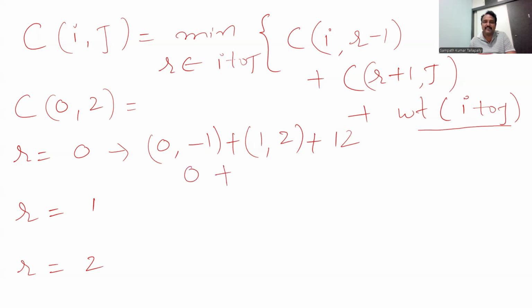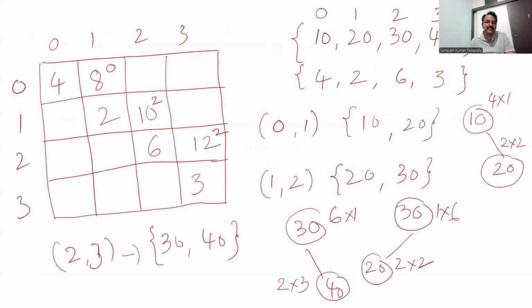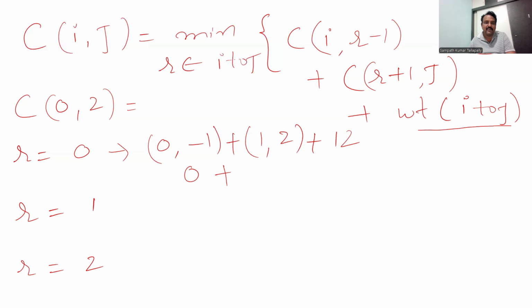Now we are going to take the value from the matrix of 1, comma 2. We go to the matrix and see 1, comma 2. The value in the matrix of 1, comma 2 is 10. We are going to take that value and add the value 12 to it. So if I add these two elements, this is equal to 22. So now we get an element called 22 there.